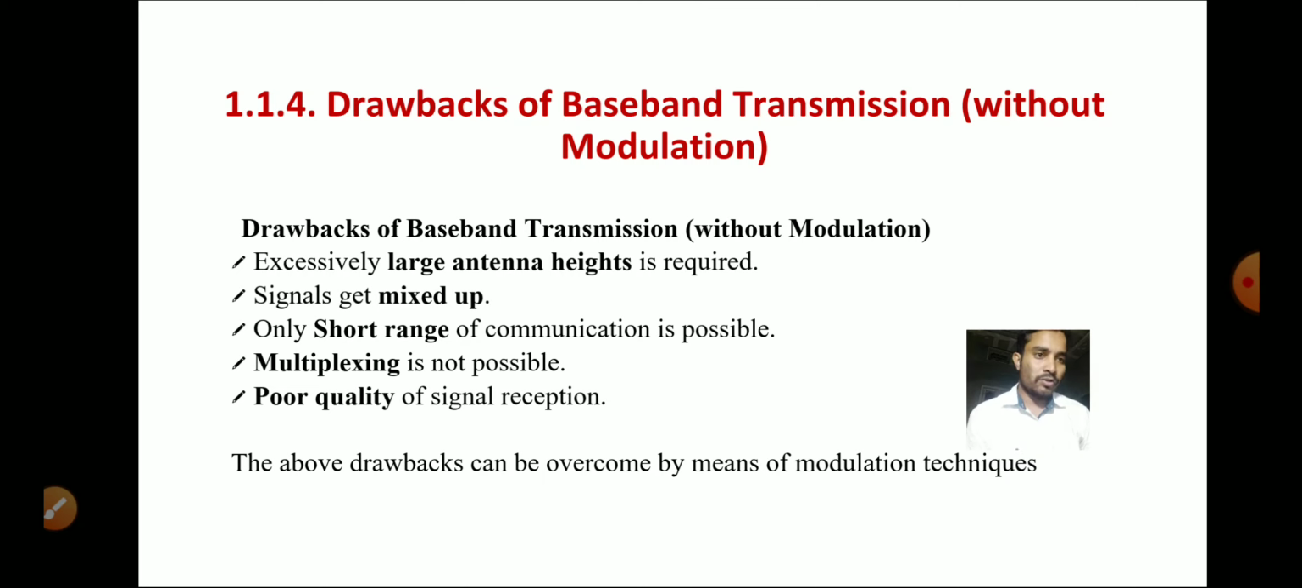When the receiver receives the signals, the quality of reception is very low or very poor. So these are the five basic disadvantages of baseband transmission. The above drawbacks can be overcome by means of modulation techniques.